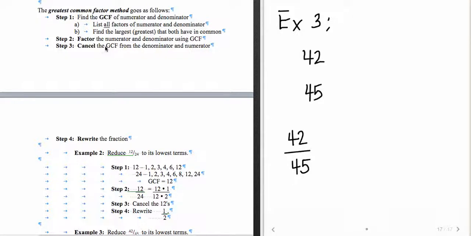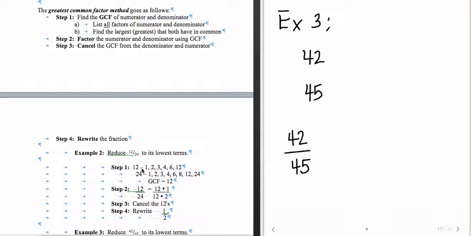Once we've done that, then we factor the numerator and the denominator using the GCF. In other words, we create a multiplication problem of that GCF that we found times another factor, which gives us our original number. And then we're going to cancel that, which means divide it out, of both the numerator and the denominator. We're going to come across the fundamental theorem of fractions in just a little bit, and you'll see how this applies, because that is what we're using to divide that out. So step 4, we're going to rewrite the fraction and we're going to cancel it.